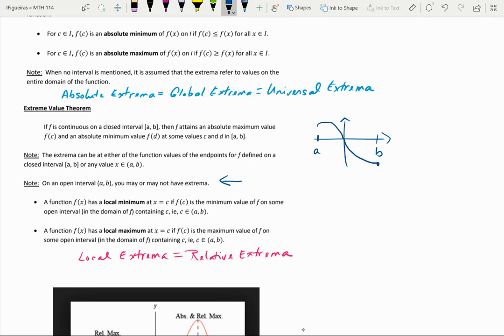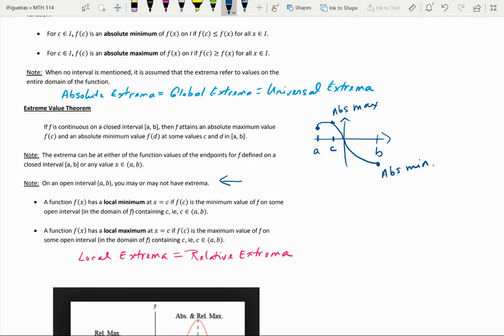Here's something that would apply. Here I would have a value c where I have an absolute maximum. And here b, which is the endpoint, is the absolute minimum. So you can have absolute maxes or mins at the endpoints of the interval, either at a or b, or they could exist somewhere in between, which we call c. And if you had another one, I would call it d. That refers back to what was stated in the extreme value theorem.